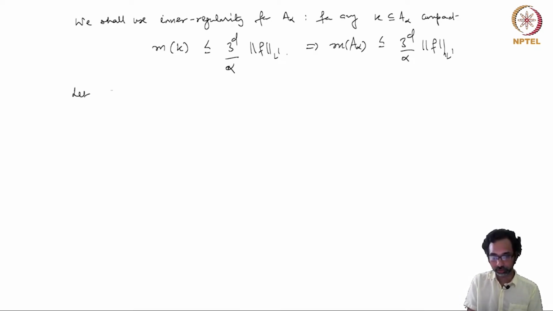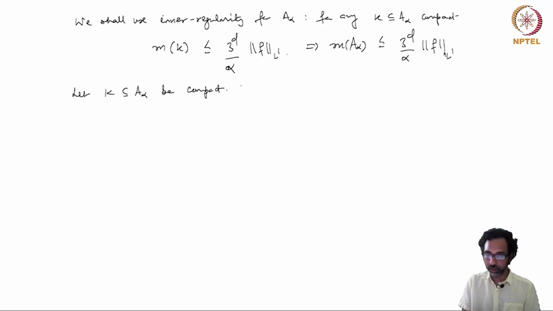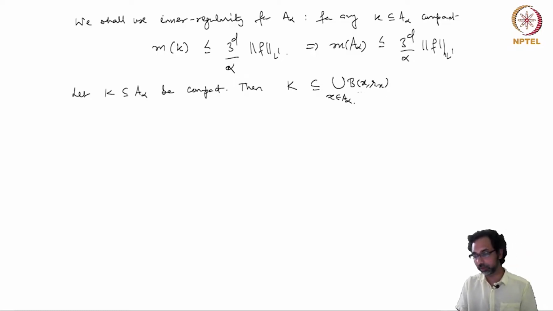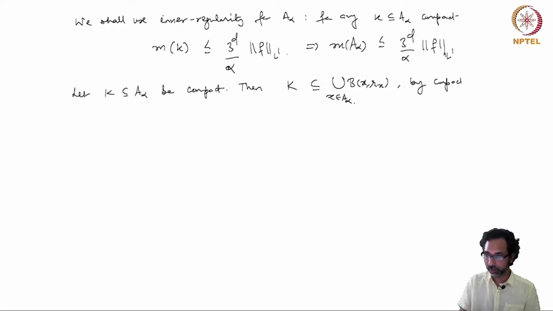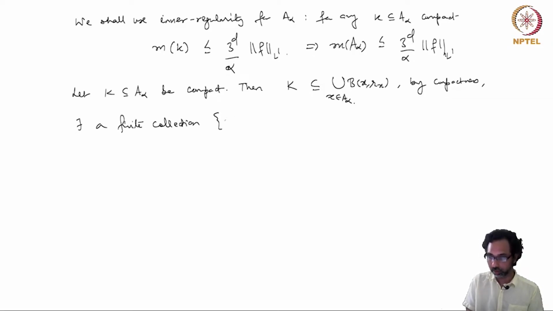So let K be a compact subset of A_alpha. Then K is covered again by the union of all these balls B(x, R_x), and by compactness there exists a finite collection, let's say x_1, x_2, up to x_n, these being the centers of these balls.